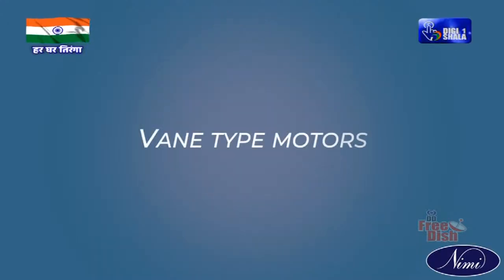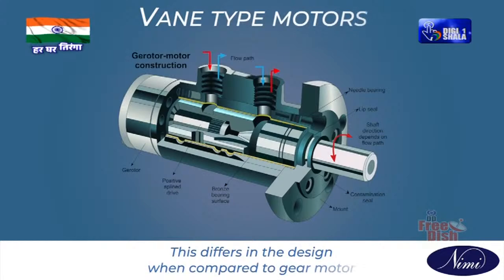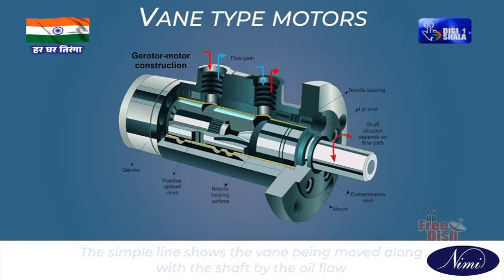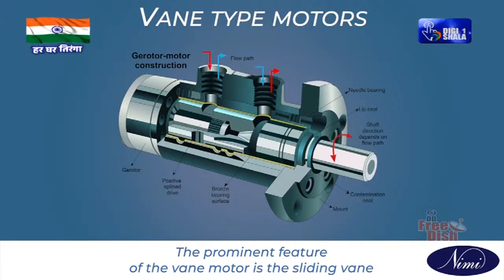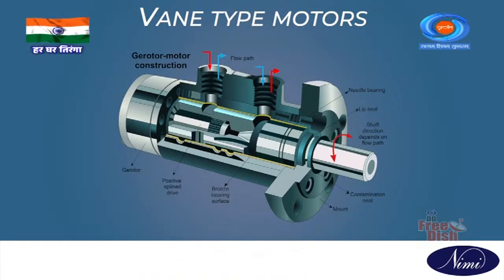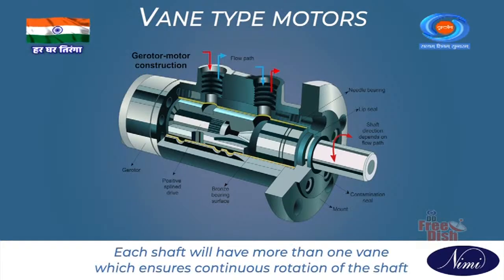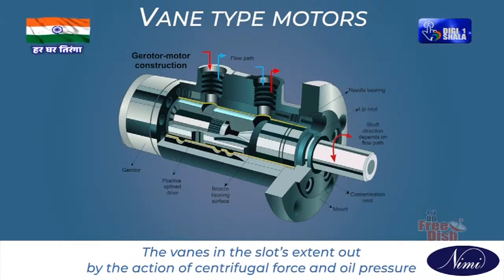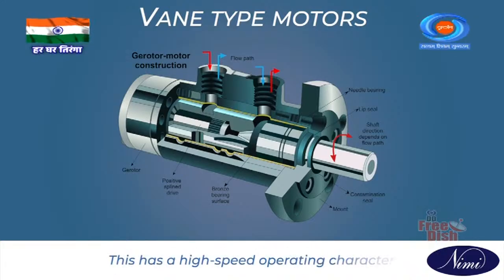Vane type motors. This differs in the design when compared to a gear motor. The simple line shows the vane being moved along with the shaft by the oil flow. The prominent feature of the vane motor is the sliding vane. Each shaft will have more than one vane which ensures continuous rotation of the shaft. The vanes in the slots extend out by the action of centrifugal force and oil pressure. This has a high-speed operating character.